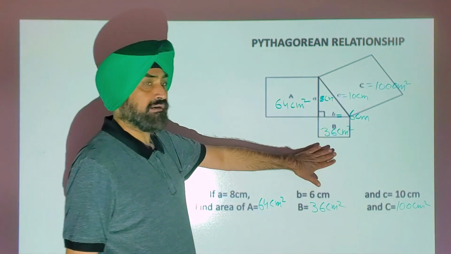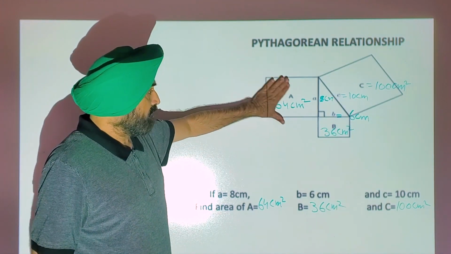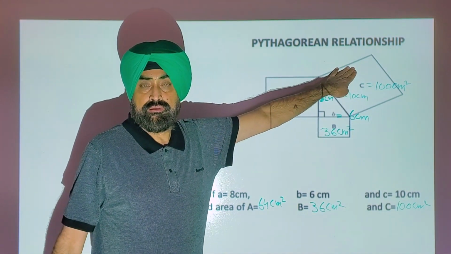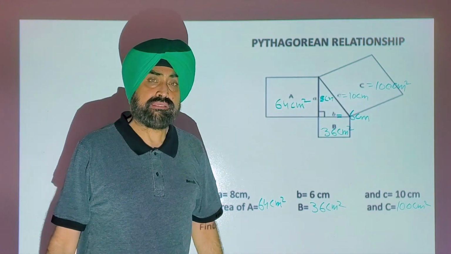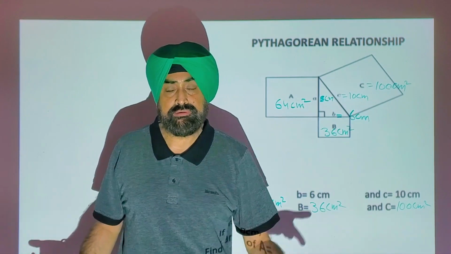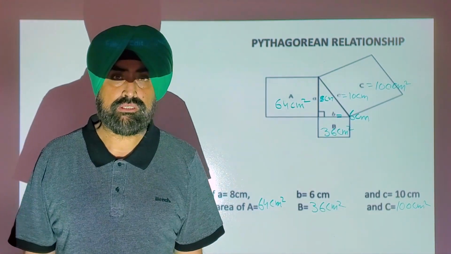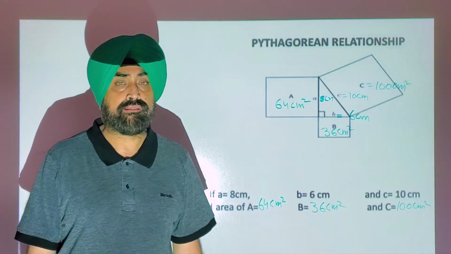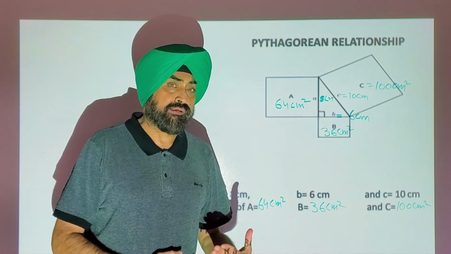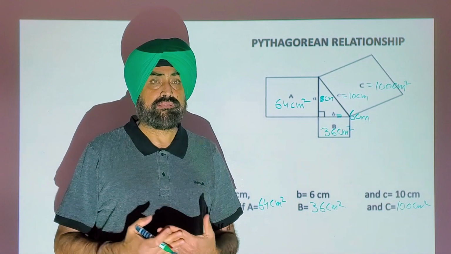Because this is a right angle triangle, the area of this plus the area of this should be equal to the area of the square connected with the longest side. So 64 plus 36 is 100. This way we can use Pythagoras' relationship to find an unknown length or to find the area of the square connected with each side.